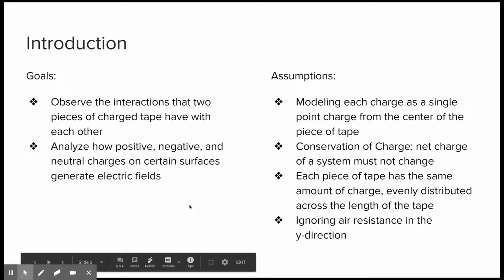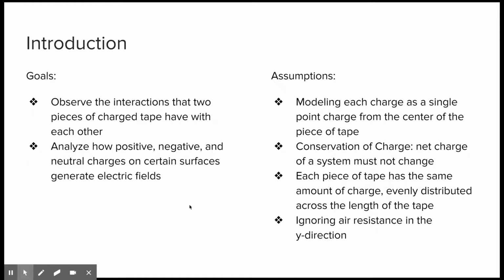While I was conducting the experiment, some goals that I was trying to achieve were observing the interactions that two pieces of charged tape have with each other, as well as analyzing how positive, negative, and neutral charges on certain surfaces generate electric fields. However, in order to make the experiment understandable, I had to make some assumptions, such as modeling the charge as a single-point charge, recognizing that the net charge of the system must not change, and that the charge is evenly distributed across the length of the entire tape, as well as ignoring air resistance in the y direction.